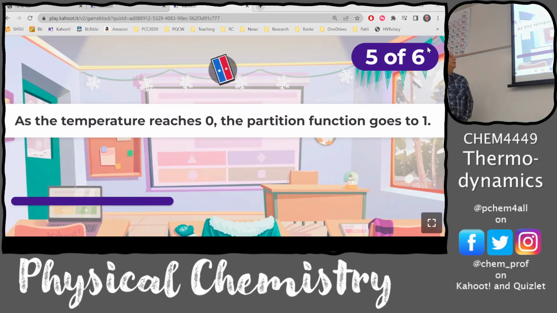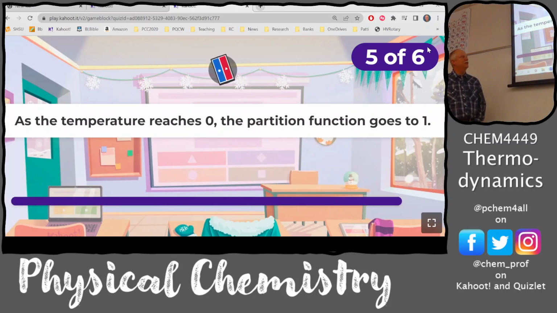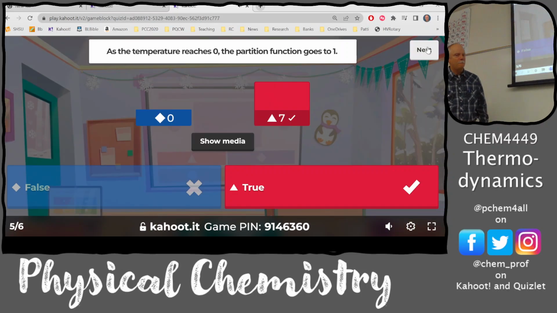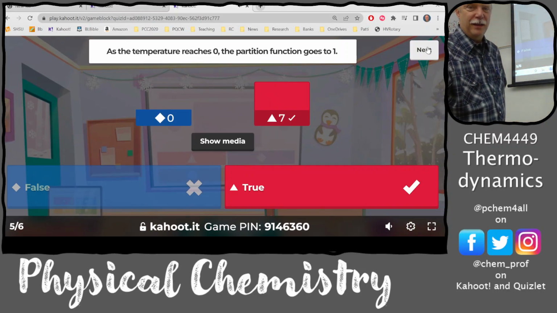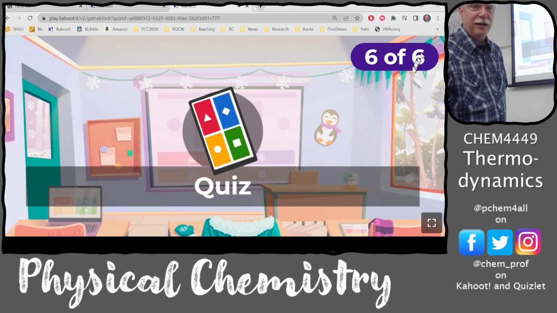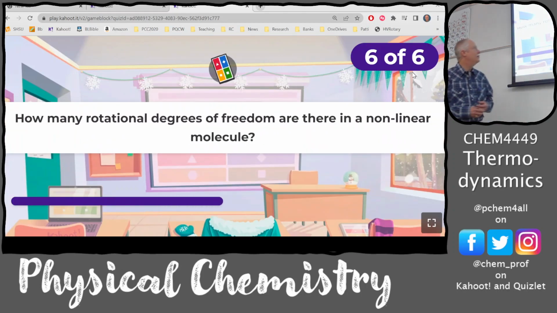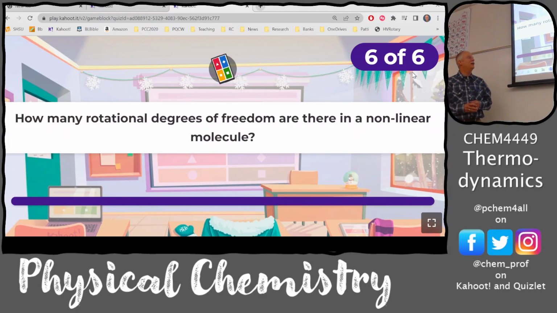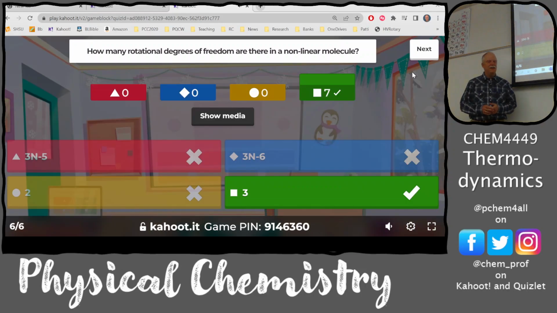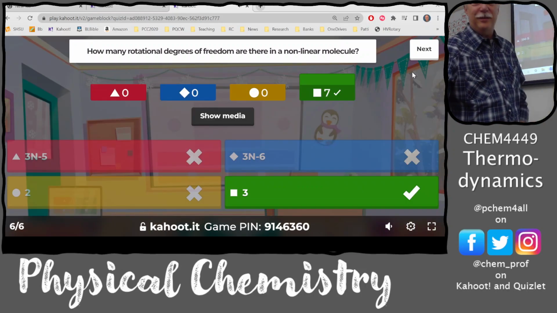True or false: when temperature reaches 0, the partition function goes to 1. It's going to be, yep. And last one. How many rotational degrees of freedom are there in a nonlinear molecule? I beat that into you, I think. Yes, perfect score. Good job.